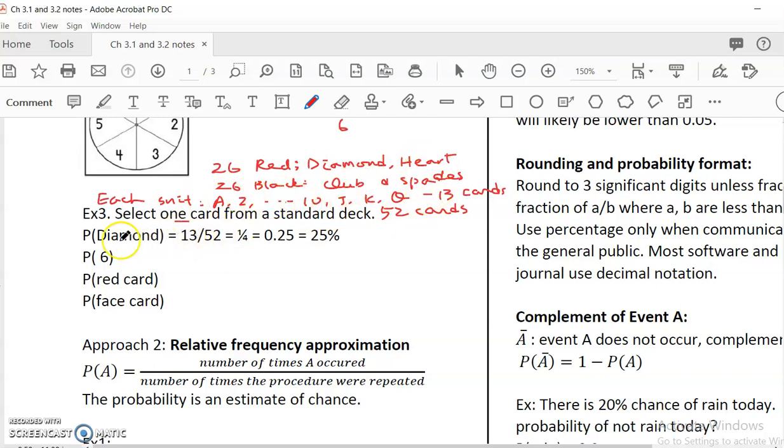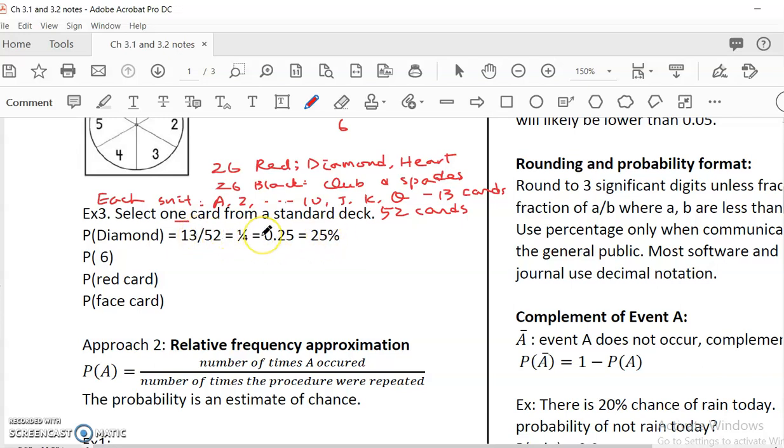So if I want the probability of diamond, I would want all the diamond cards, that is 13 of them, because that's from A to 10, and then 3 face cards, 13. And for one card, the total possible is 52, so it reduces to 1/4, which is 0.25 or 25%.